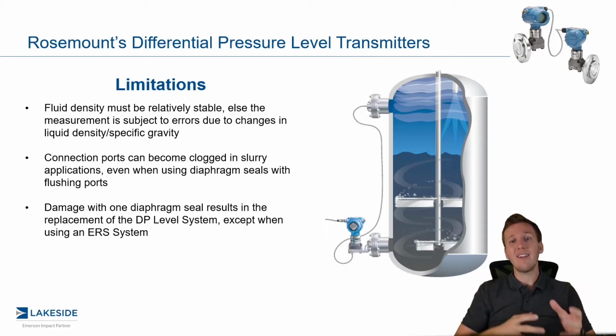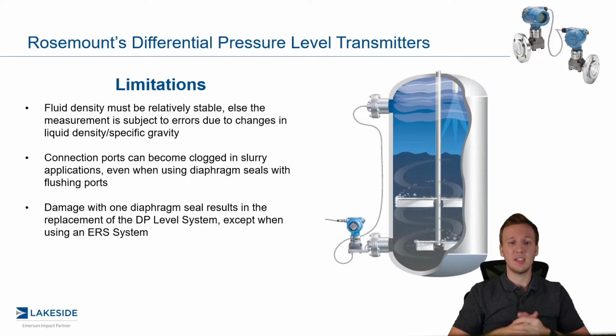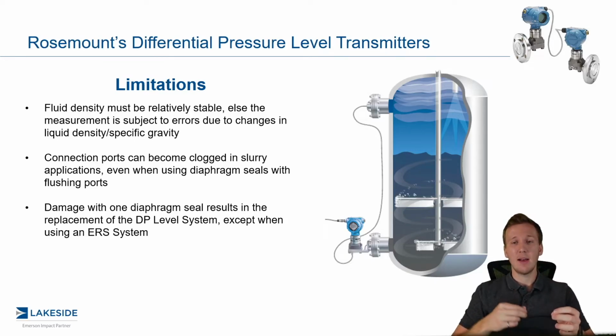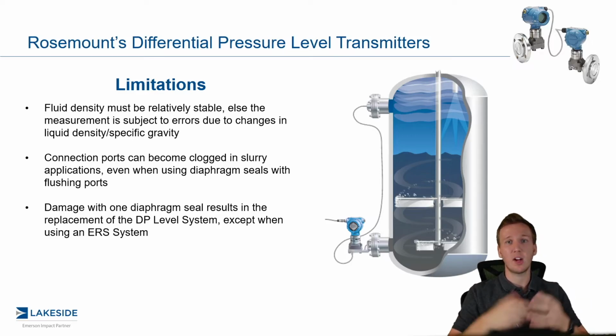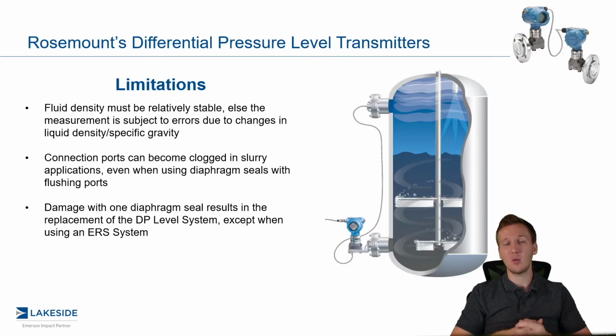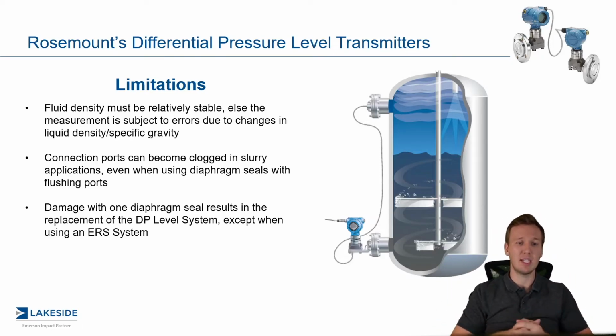Lastly, when we have a traditional DP level transmitter, which has a diaphragm and capillary seals, as you can see pictured in the illustration behind me here, if one of those seals is damaged, the entire system has to get replaced. And so that is a big disadvantage because it can be very costly. And really, if that top sensor is not damaged, what's the need to replace it? But everything comes in one sealed system, so that is a bit of a limitation.